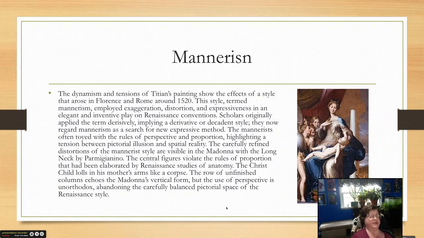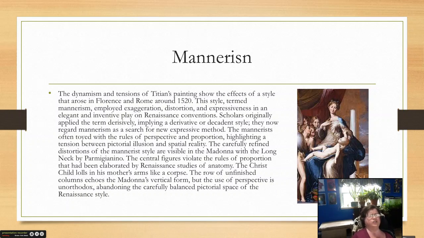Mannerism. Now, the dynamic intentions of her painting show the effect of the style that arose in Florence and Rome around 1520. This style, which is called mannerism, employed exaggeration, distortion, and expressiveness in an elegant and inventive play on Renaissance conventions. Scholars originally applied the term divisively, implying a derivative or decadent style, but now they regard mannerism as a search for new expressive method. These mannerists often toyed with the rules of perspective and proportion, highlighting a tension between pictorial illusion and spatial reality.